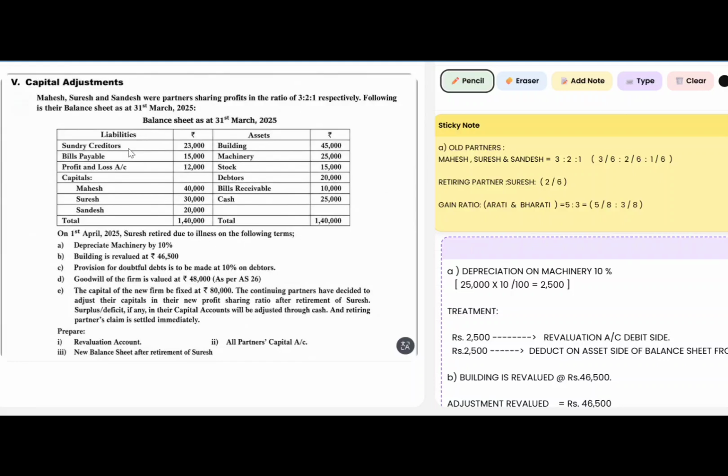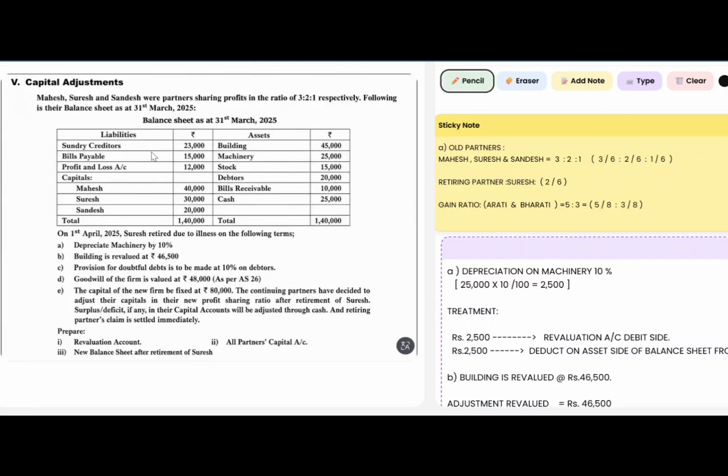On the liabilities side, we have sundry creditors 23,000, bills payable 15,000, profit and loss account 12,000, and the capitals of all the three partners: Mahesh 40,000, Suresh 30,000, and Sandesh 20,000. So these are the liabilities given here. And on the asset side, buildings 45,000, machinery 25,000, stock 15,000, debtors 20,000, bills receivable 10,000, and cash is 25,000. So here the total of the balance sheet is 1,40,000.